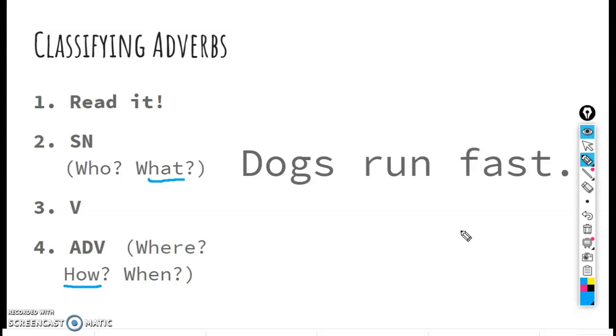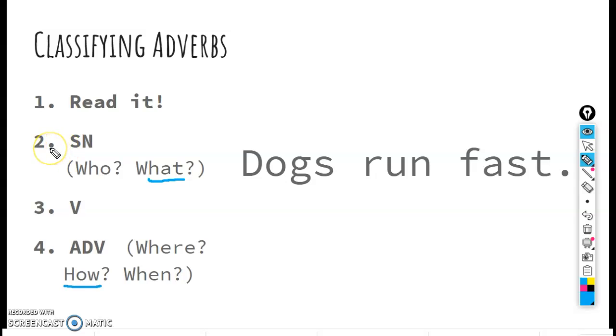All right, so now I'm going to teach you how we ask and answer the questions. I'm going to go through the steps in this order. I underlined the words for the parts of the different kinds of words that have more than one kind so that we know when we get to them which kind it is. So here we go. First step, step number 1, read it. Dogs run fast.